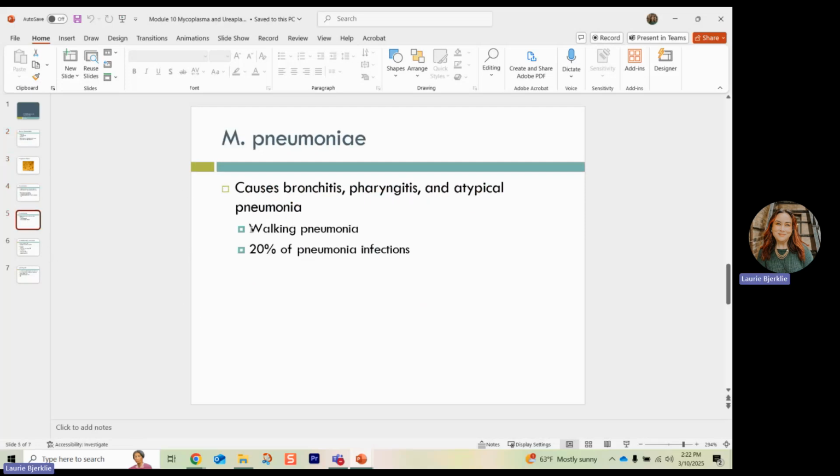So Mycoplasma pneumoniae, as I said, is called a walking pneumonia because it's more of an atypical pneumonia. It's not like the pneumonia you might get from Streptococcus pneumoniae. Walking pneumonia is considered supposedly a milder form, although it depends on the person and your immune system. But it's something like you don't feel good. You can tell you have a respiratory infection. You can tell you're not breathing quite right, but yet you're not in bed, down and out. So that's where the walking pneumonia comes about. About 20% of pneumonia infections are considered walking pneumonia. Bronchitis and pharyngitis can also go along with Mycoplasma pneumoniae, so not just the walking pneumonia part.